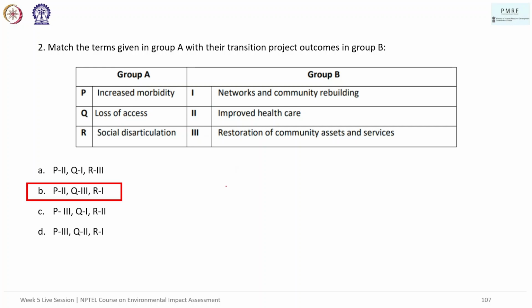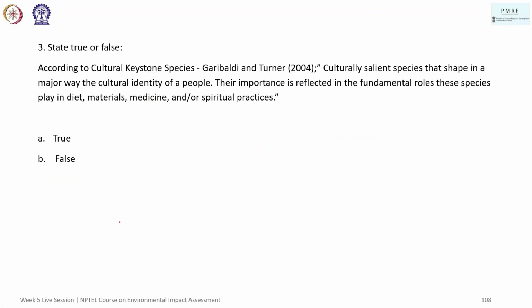Any queries? All right, that's straightforward. So question 3. This is again from something that we already saw before. According to cultural keystone species, Garibaldi and Turner define it as culturally salient species that shape in a major way the cultural identity of a people. Their importance is reflected in the fundamental roles these species play in diet, materials, medicines, and or spiritual practices. Is it true or false?